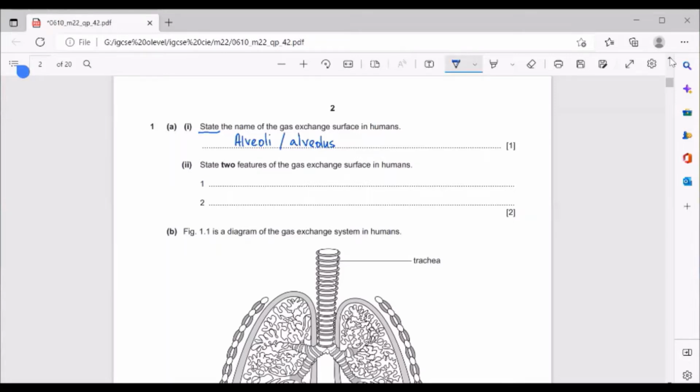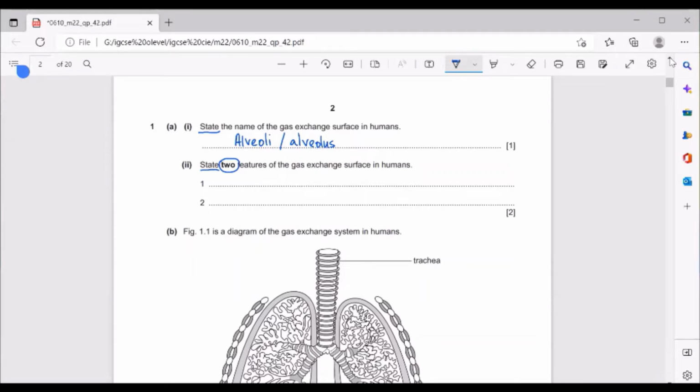Okay, next, let us look at question number A2. State two features of the gas exchange surface in human. Now you can see that the command word here is still the term state. So you just need to give the features, right? And the term two is being bold here, which means that you only need to give two features. Only the first two features stated will be marked. So there's no point writing more than two in your answer.